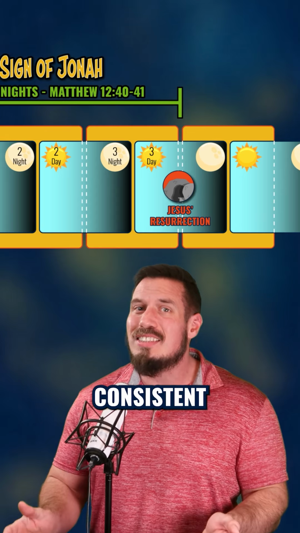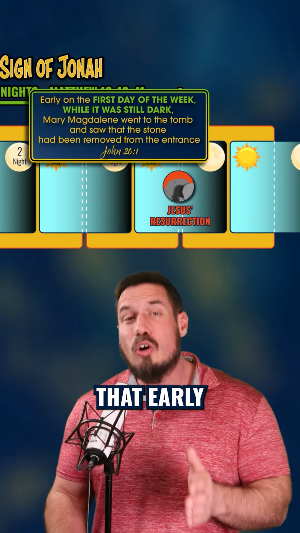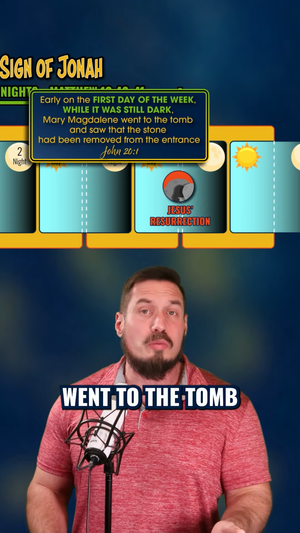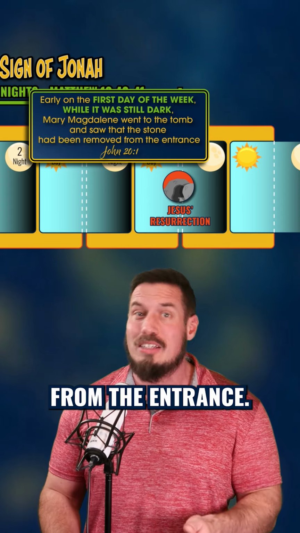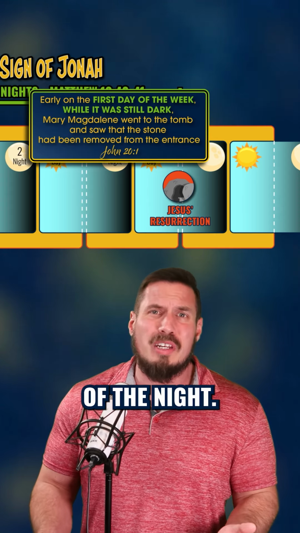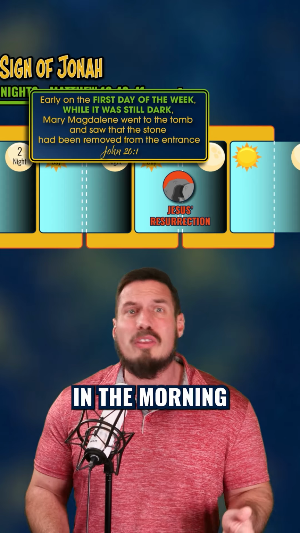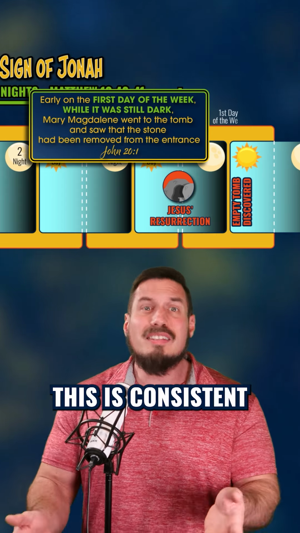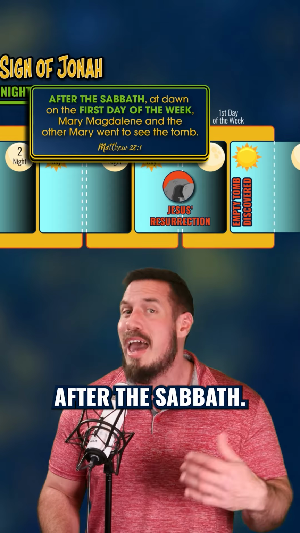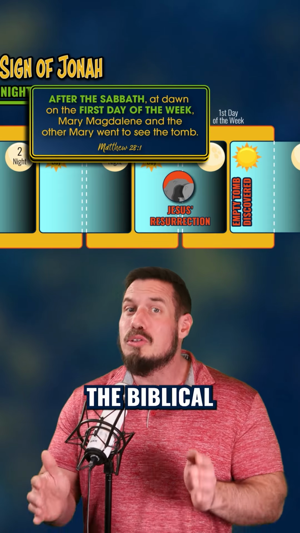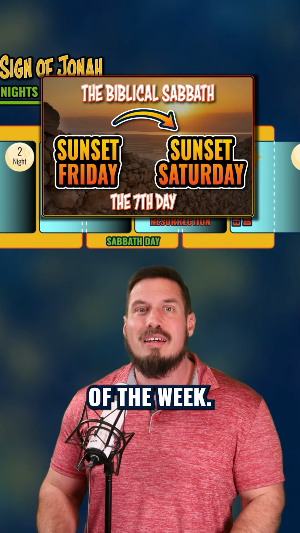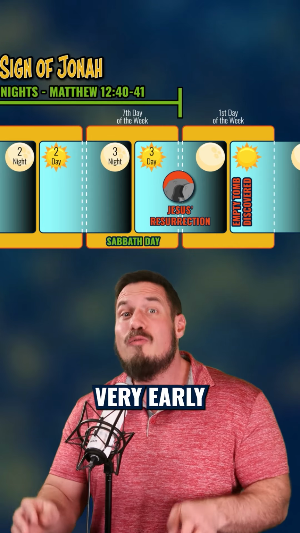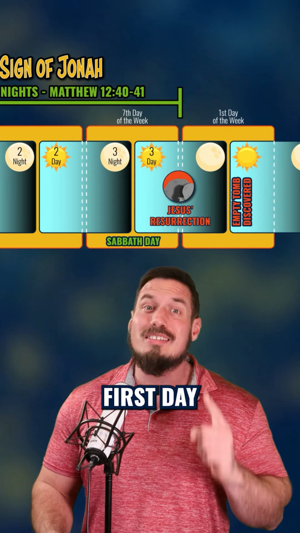But this is consistent with what John tells us when he says that early on the first day of the week, while it was still dark, Mary Magdalene went to the tomb and saw that the stone had been removed from the entrance. The women wouldn't have traveled out in the middle of the night, so they waited until early in the morning the following day. The Gospels are clear that this is the first day of the week. This is consistent with Matthew telling us that they came after the Sabbath. Remember that the biblical Sabbath is the 7th day of the week. They couldn't have visited the tomb on that day, so they waited until the following day, very early in the morning on the first day of the week.